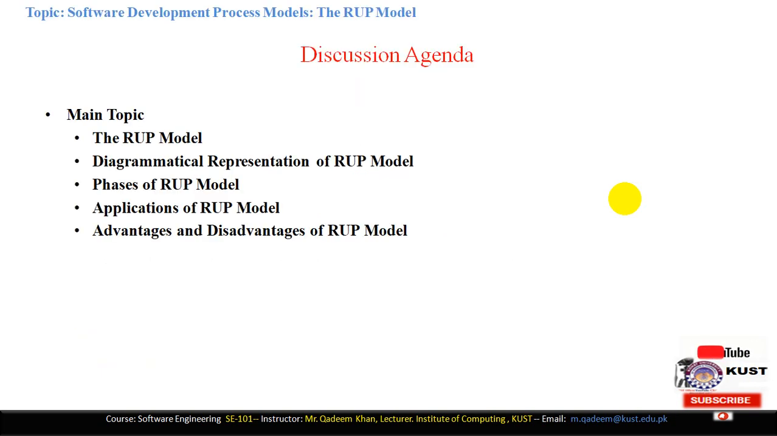This is the discussion agenda of the lecture. We have the RUP model, that is the rational unified process model. Then we have the diagrammatical representation of the rational unified process model. Then we have multiple phases in the RUP model, which is very much important to understand. Then we have the application of the RUP model, and then we have the advantages and disadvantages of the RUP model.